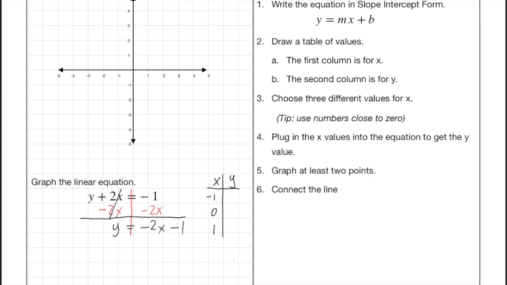So for the first one, I'm going to put y equals negative 2 times negative 1 minus 1. So for this one, we're going to get negative 2 times negative 1 is going to be positive 2 minus 1. And that's going to be equal to 1. So our first number is going to be negative 1 and 1.